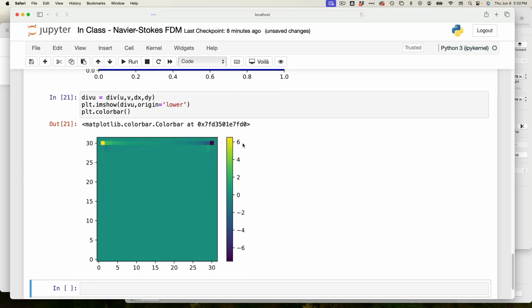It's huge. 6, whatever, meters per second squared. That's huge. It is not divergence free. It's trying to be divergence free, but it's not divergence free, unfortunately. And we will see why on Tuesday.